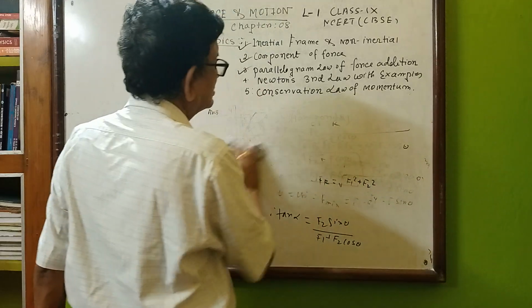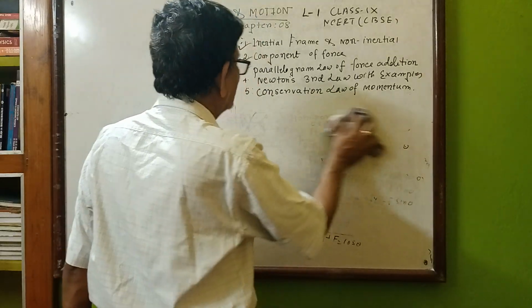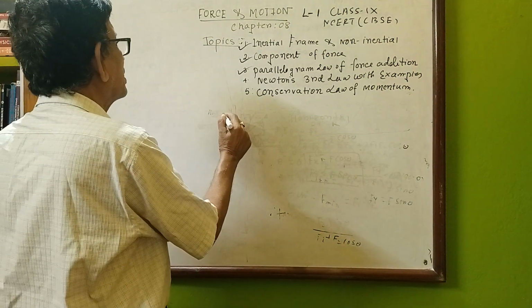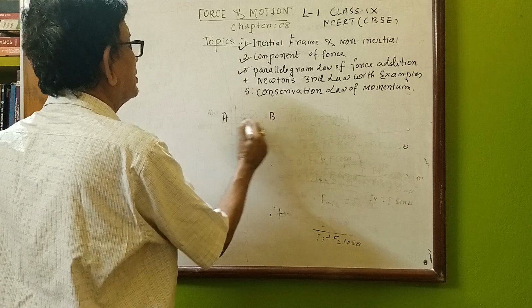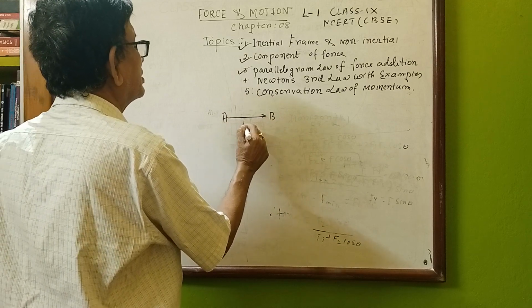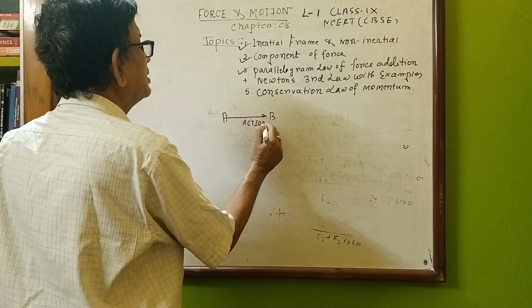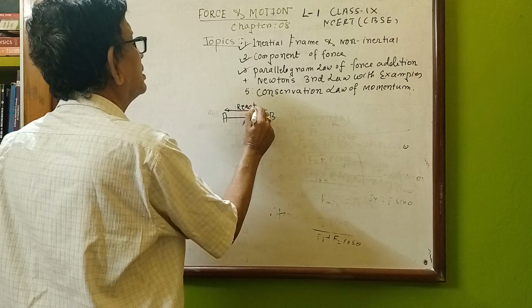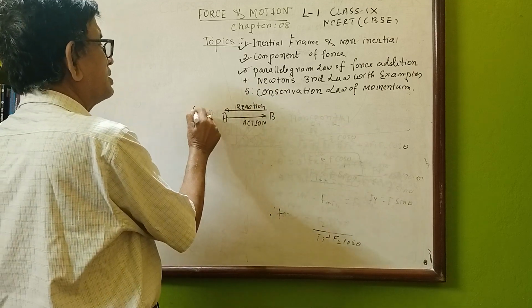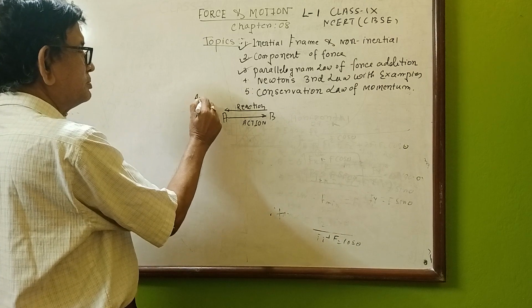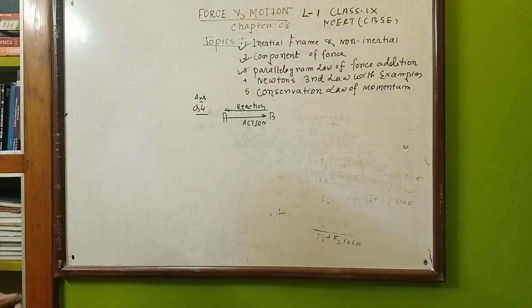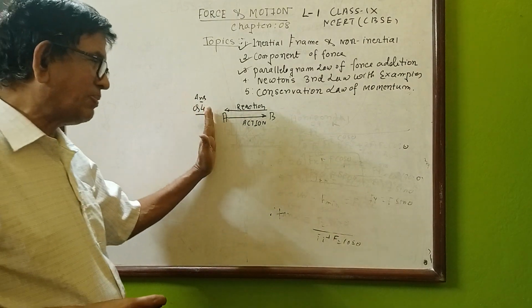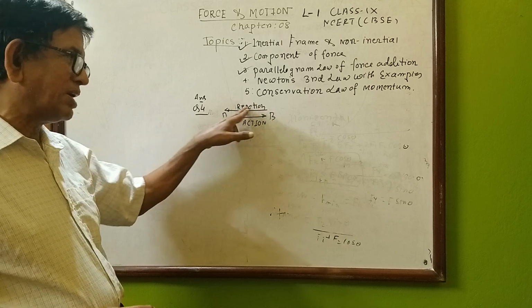Now children, Newton's third law, already you know, every action has an equal and opposite reaction. Suppose A is a body and B is another body. If A is giving action on B, the action force, then B gives reaction on A. That is question number 4. Answer 4: action and reaction act on two different bodies, so they do not cancel. You remember, if A produces action on B, B gives reaction on A.